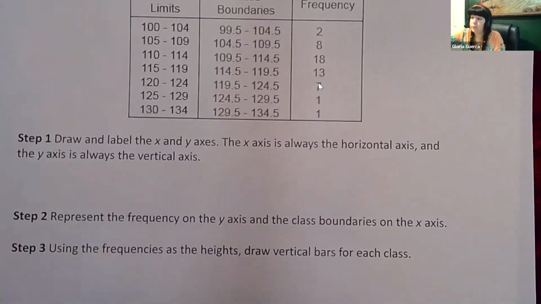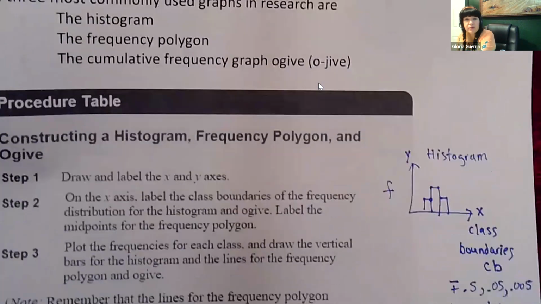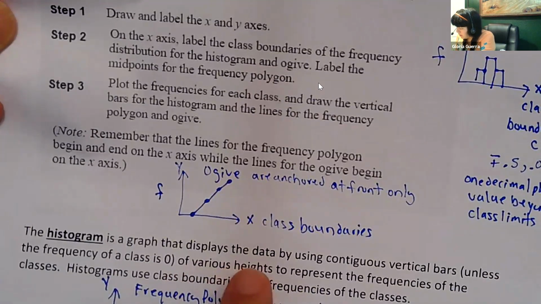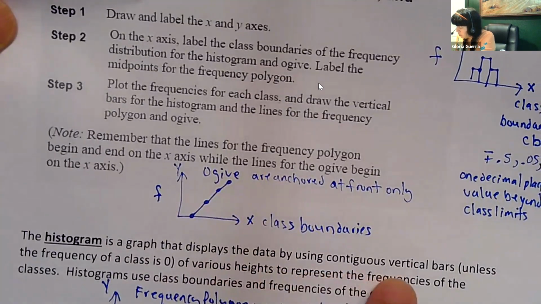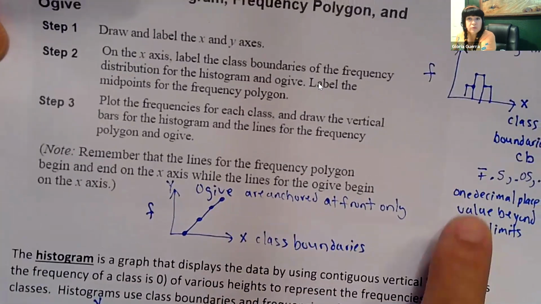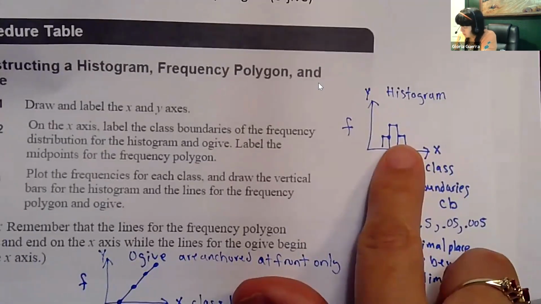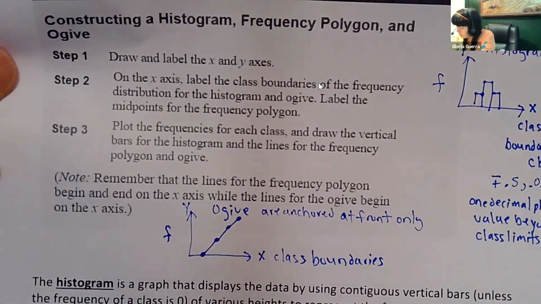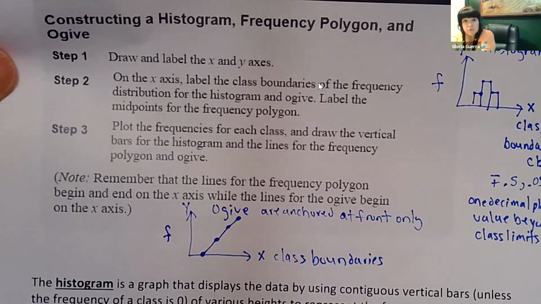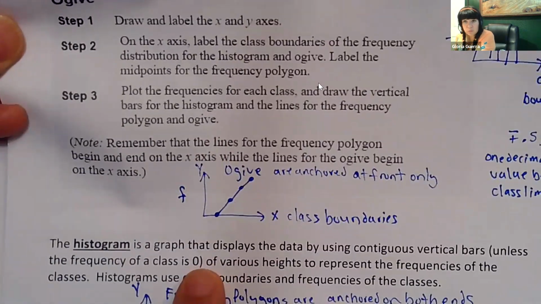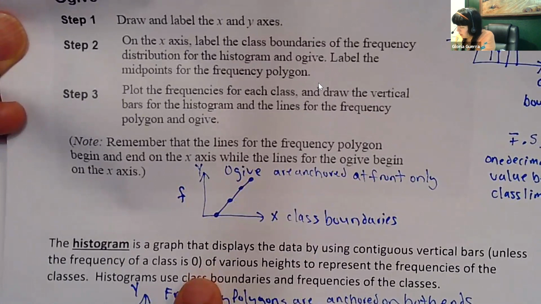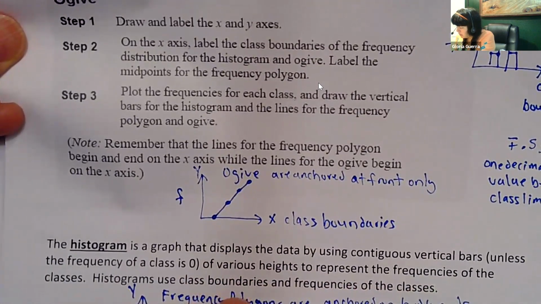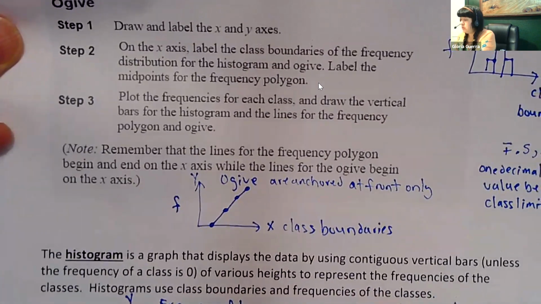Oh, I was going to read the bottom. There was something at the bottom about histograms: that the histogram is a graph that displays the data by using contiguous vertical bars. And that's what they're talking about here. Unless the frequency of a class is 0. Of course, if the frequency is 0, then there is no raised bar. Of various heights to represent the frequencies of the classes. Histograms use class boundaries and frequencies of the classes.